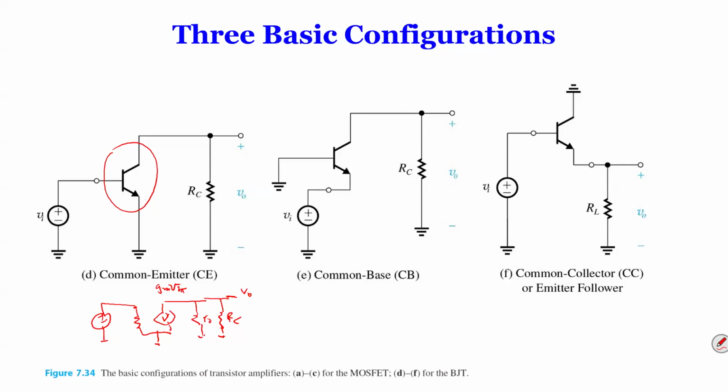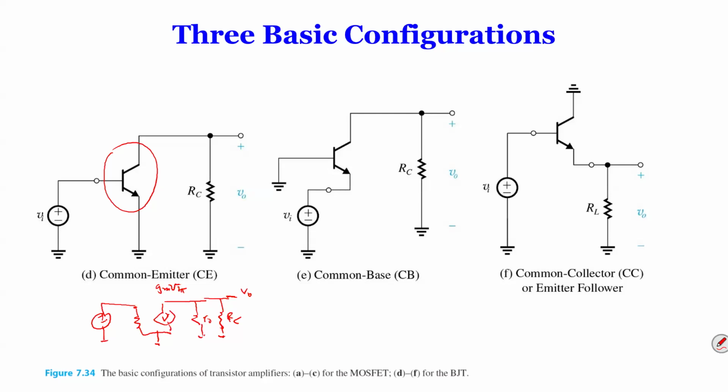You'll notice this is almost an identical circuit to the MOSFET. The only difference is that you have r pi instead. But that doesn't really change anything, because the circuit over here is identical and the circuit over here is also identical. So you have V pi equal to Vi, and your output will be the current times the parallel of these two resistors. So you get that quite easily.